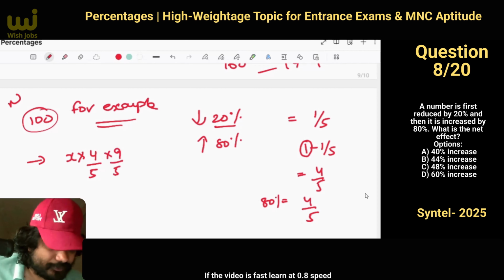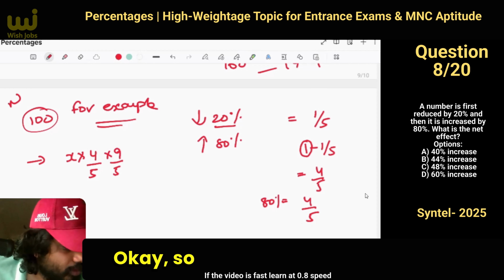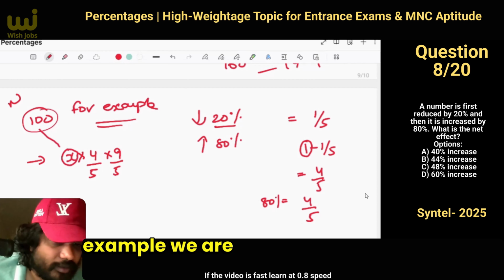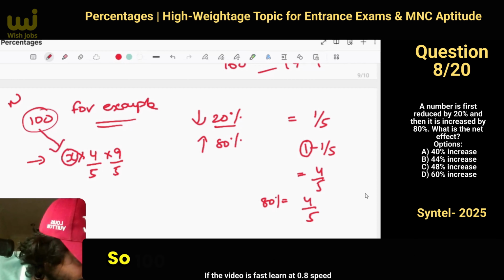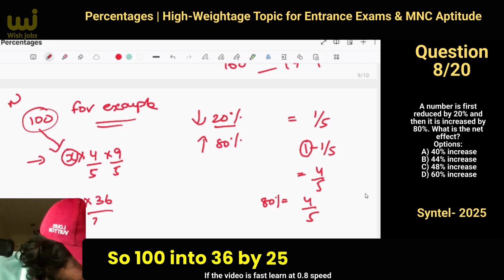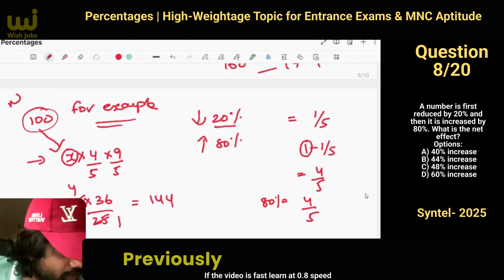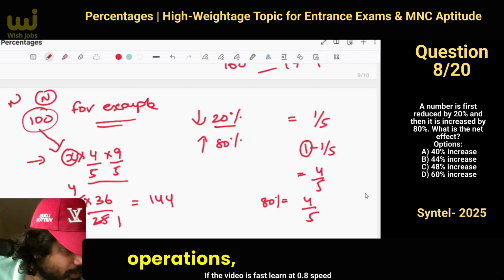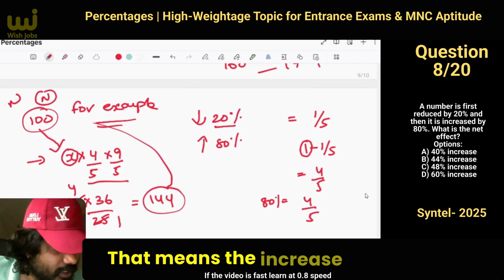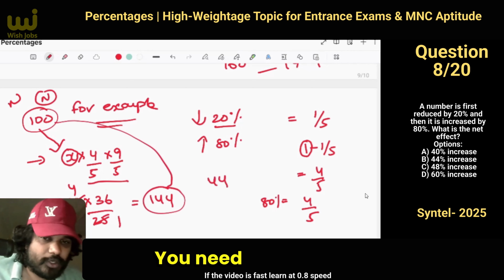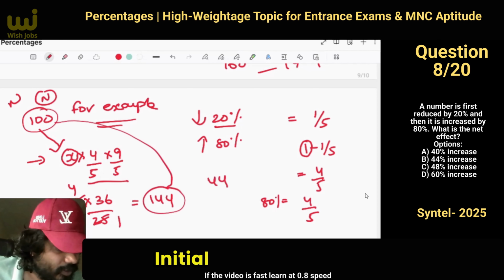This is your number. In this scenario example, we are keeping the number as 100, so 100 into 36 by 25, which is 21 ones are 21, fours are 144. Previously our number is n, after doing these operations it became 144, that means the increase is 44. You need to know the starting problem. The initial number is 100, the change is 44.